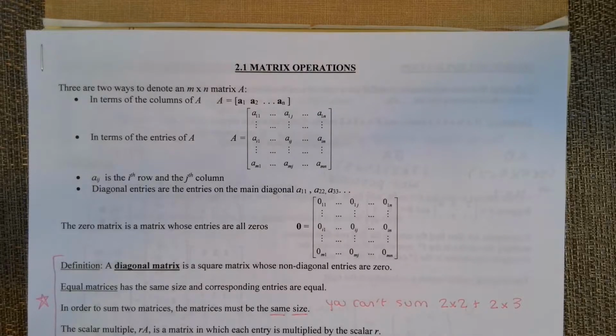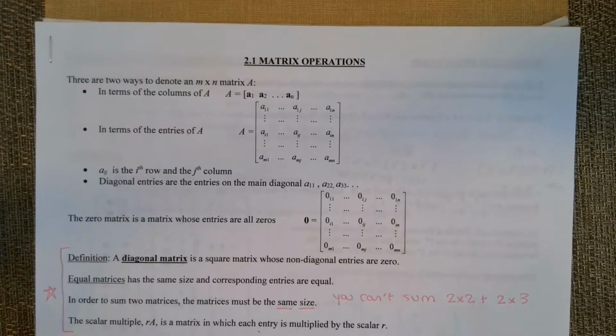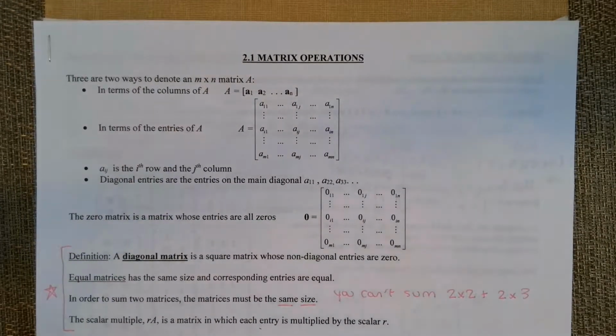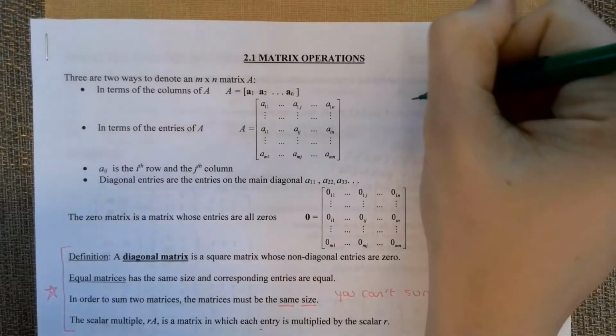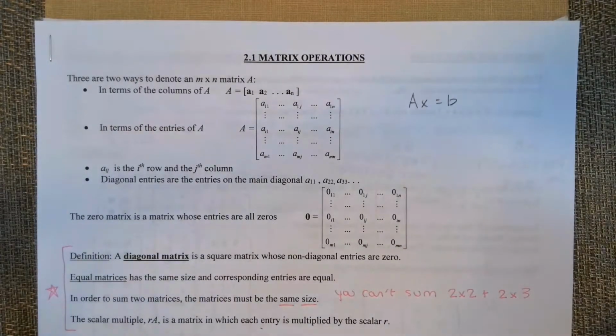Okay, in this video we're going to talk through starting about 2.1. So we just ended chapter 1 in which you talked about the matrix multiplication by a vector, and we did a lot of Ax equals b.